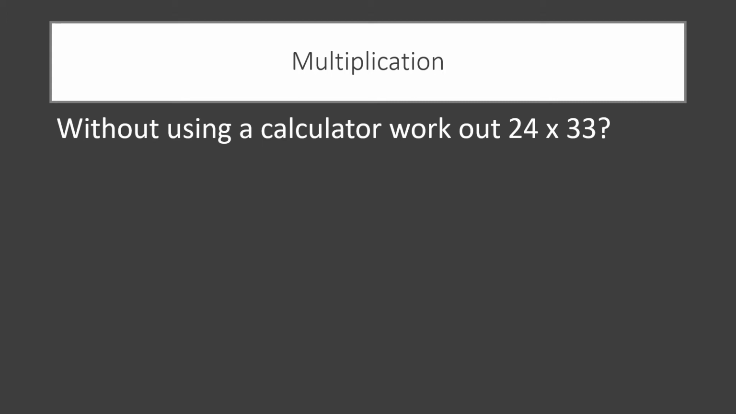Okay, so hopefully you've managed to work out 24 times 33, and you should have got the answer of 792. Now, there are two ways which you probably know how to work this out, which I'm going to quickly go over now. Okay, the first method you might have used is the column method.